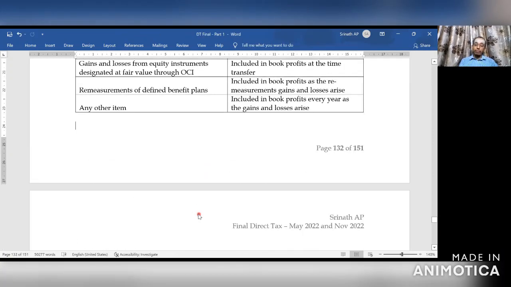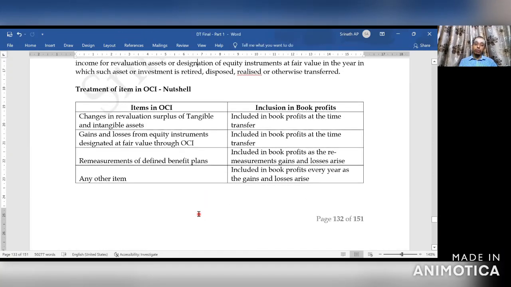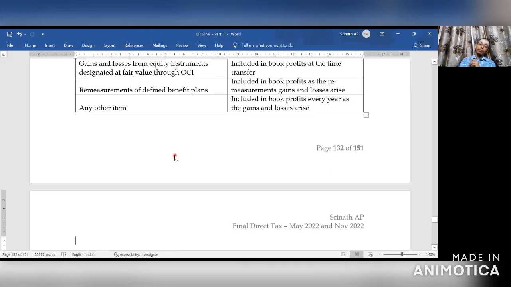Treatment of other comprehensive income in a nutshell. In the table we are just talking about: changes in revaluation surplus of tangible and intangible assets are to be included only at the time of transfer. Gains or losses of equity instruments designated at fair value are to be included only at the time of transfer. Remeasurement of defined benefit plan liabilities is included as and when it arises. Any other item is included in book profit as and when it arises. This is just an extra point. Doesn't matter.